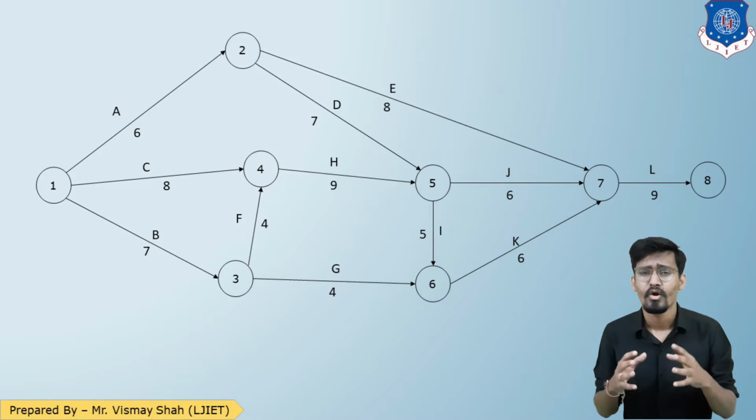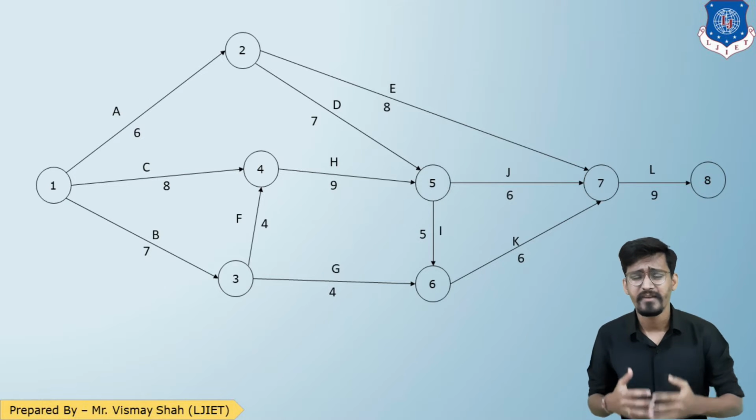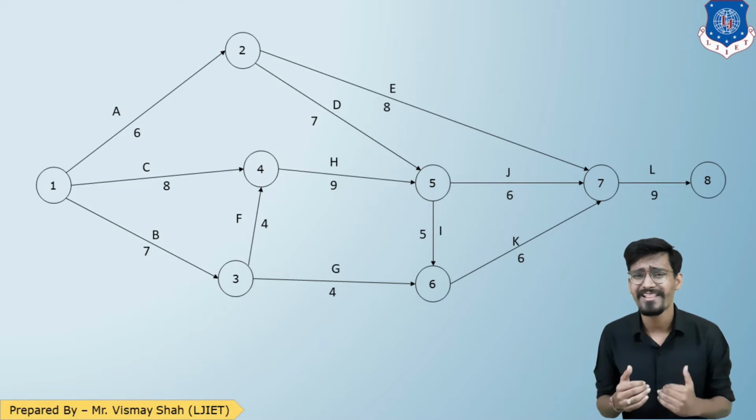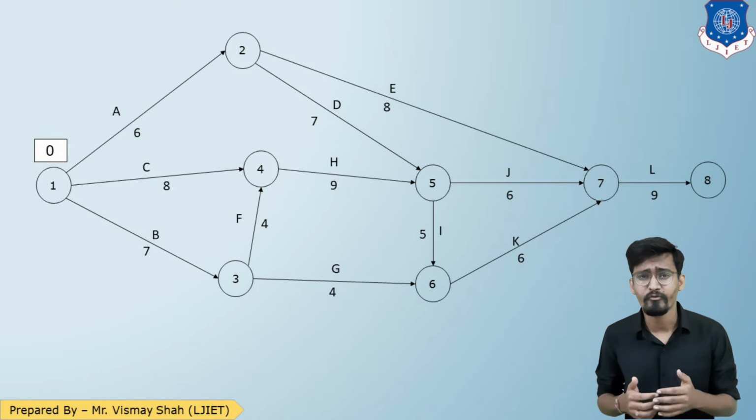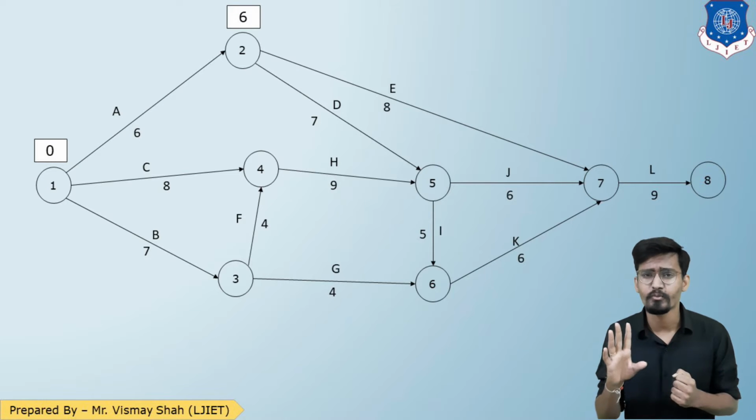Now we have the entire network with activity names and durations. So what can we do next? Now we can proceed with forward path analysis, and to perform it, we need to start from point 0. So we have started from point 0. Now I want to go from 1 to 2. From 1 to 2, there is only one activity, A, having duration 6. So 0 plus 6, 6. We have reached point 2.